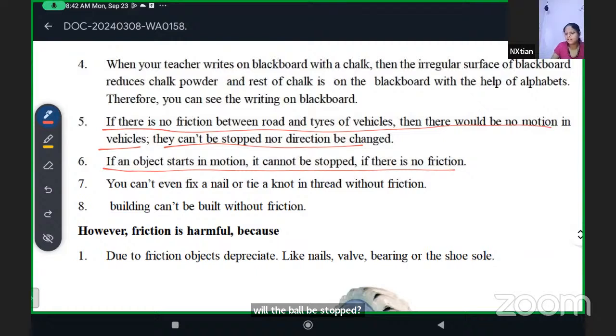Then you can't even fix a nail or tie a knot in thread without friction. Yes, Abraham.